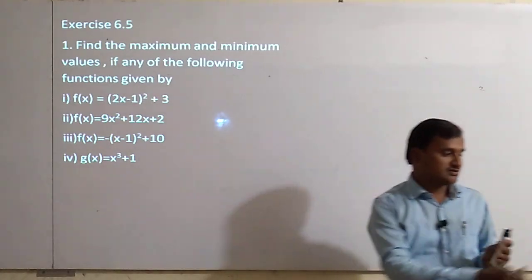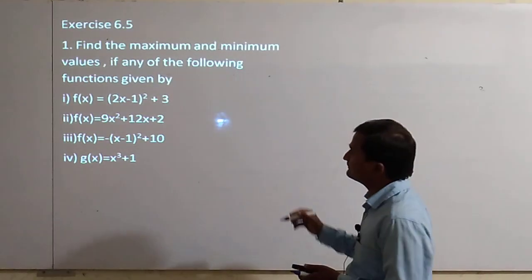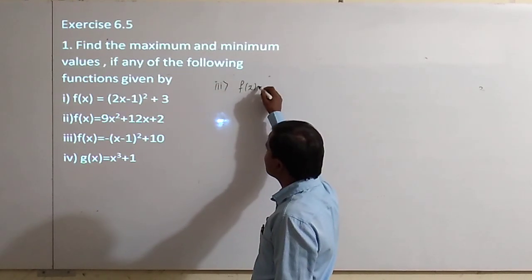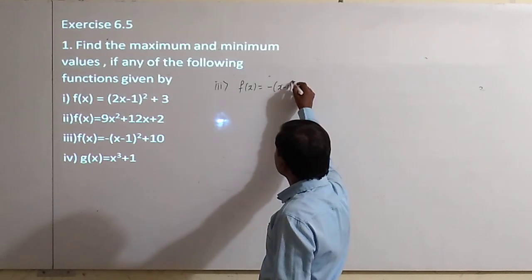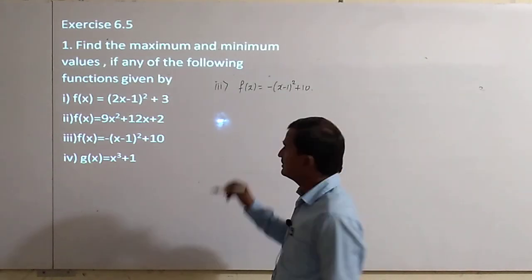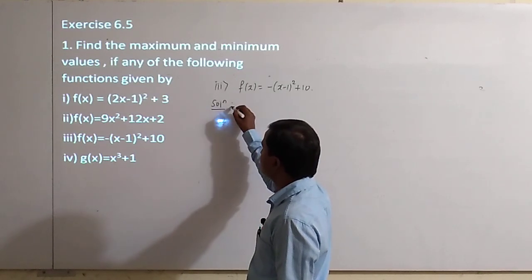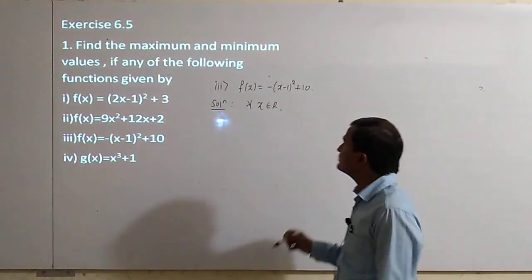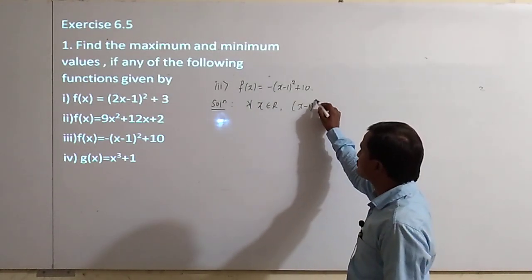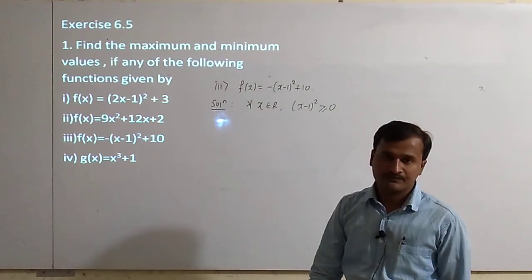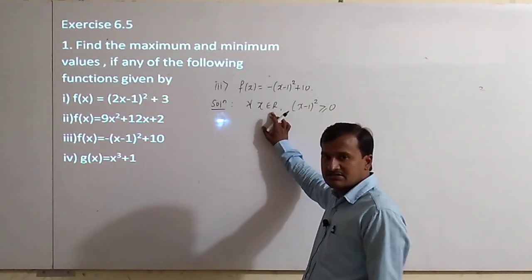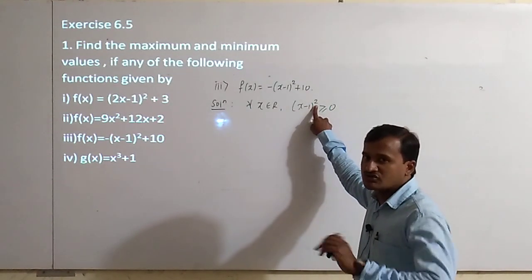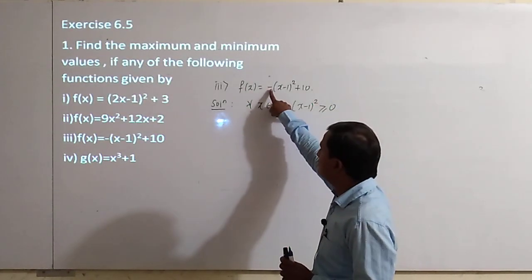Okay, the next question is this one. The third one is f of x is equal to minus (x minus 1) whole square plus 10. Solution: we will write the solution for this one. For all x belongs to R, what is the value of (x minus 1) whole square? Clearly it is more than or equal to 0, because whatever the value of x, the power is even, hence we are getting positive only. Now in the function we have a minus.